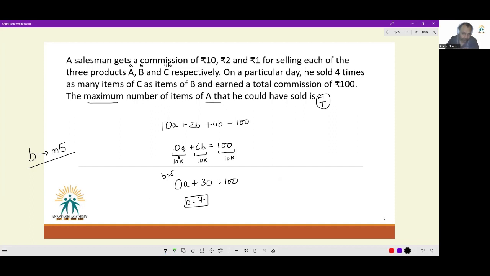Now somebody may have a question. Why does this b have to be a multiple of 5? It could very well be 0, and even then our equation would work. The problem with that would be, on a particular day, he sold 4 times as many items of C as items of B. If I take the value of b as 0, B and C would both be 0 amounts, and that is an unacceptable situation, because if you sold 0 units of B and 0 units of C, you can't say C sold 4 times as many units as B. That statement would become faulty. The answer to the question is, of course, 7.